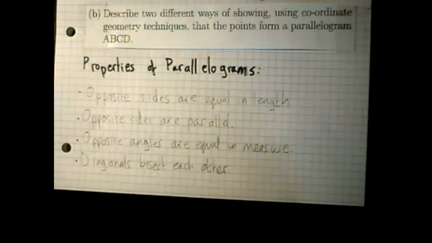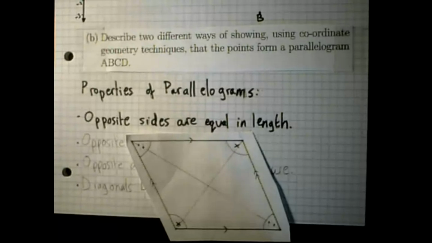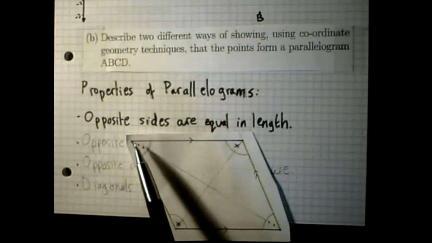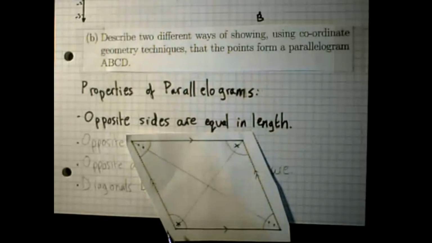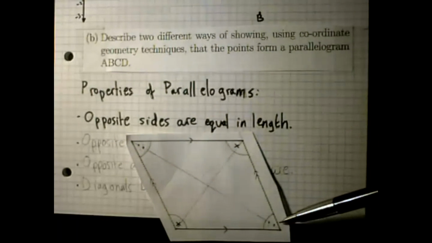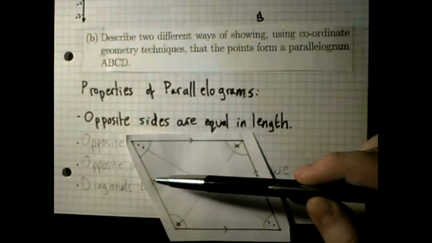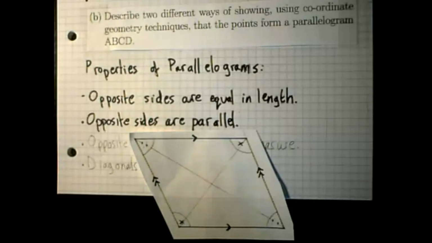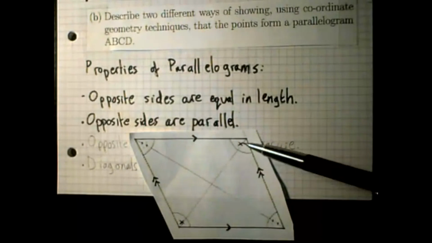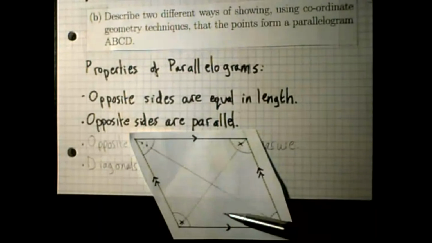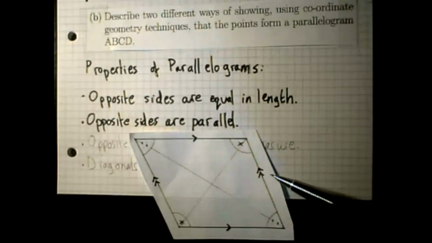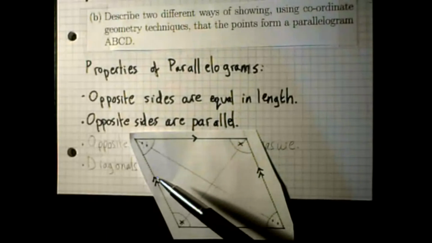In part B, you have to describe two methods for showing that 4 points form a parallelogram. Well, first of all, what are the properties of parallelograms? Firstly, we know that opposite sides are equal in length, so this side here has the same length as this side. And this side, on the right, has the same length as this side on the left. Secondly, opposite sides are parallel, so this top side here is parallel to the bottom side, and the right side is parallel to the left side.